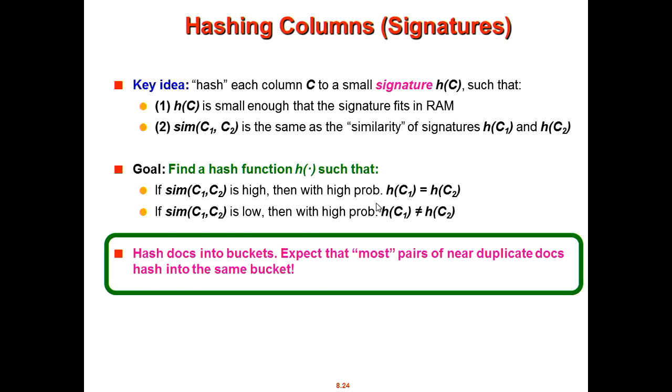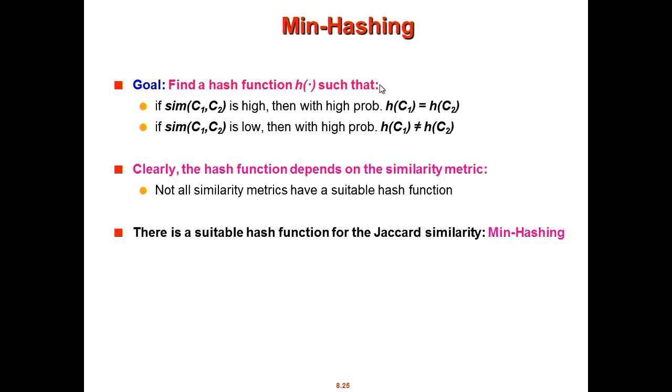And so how can we find the hash function? This is called the min hashing technique. That's what we will learn in this second technique. So remember the goal. The goal is that if two columns are similar to each other, then the probability that they're hashed to the same value is very high. And if the two columns are not similar to each other, then they should have a high probability that their hash values are different. So that's the basic goal.